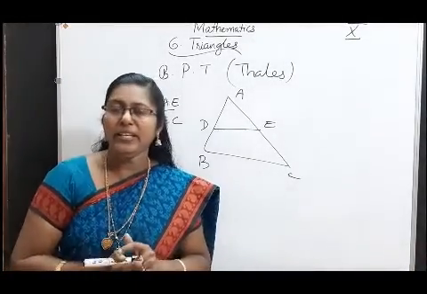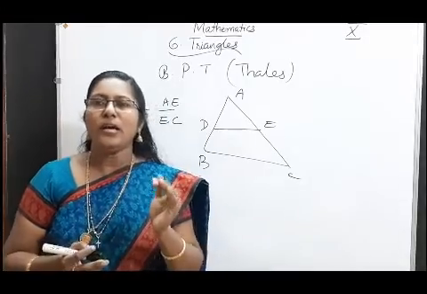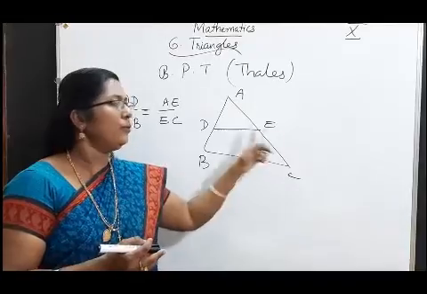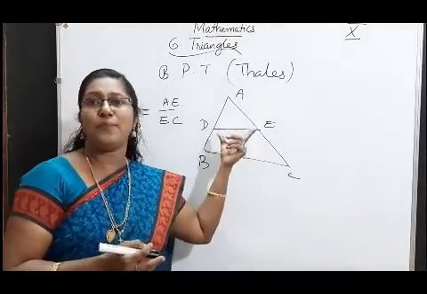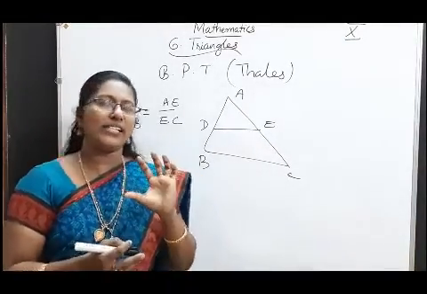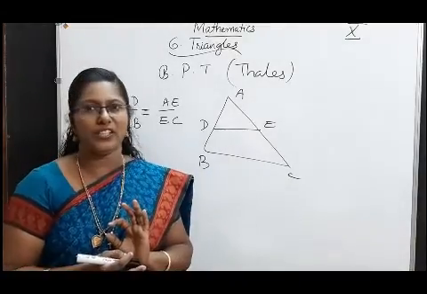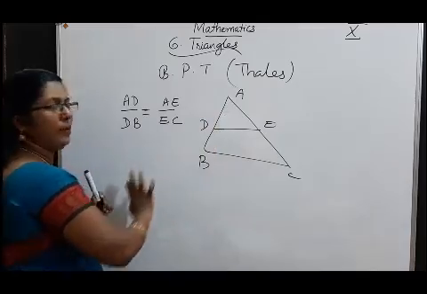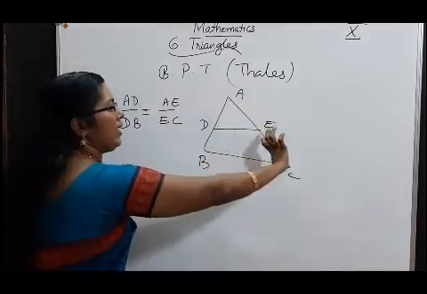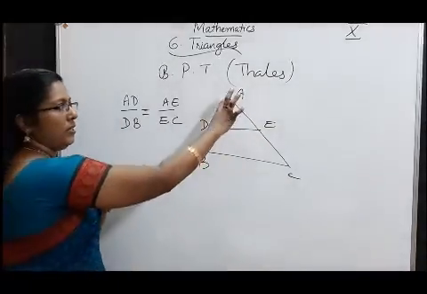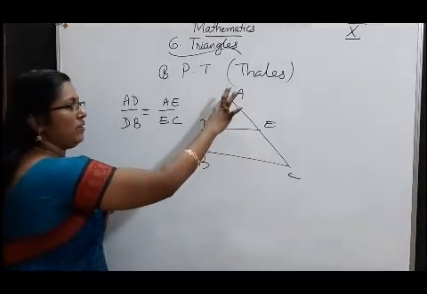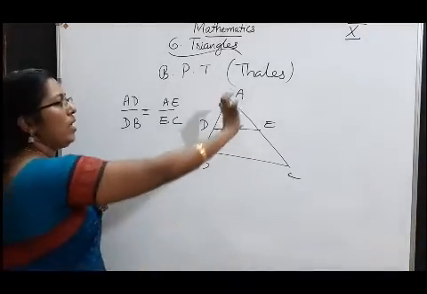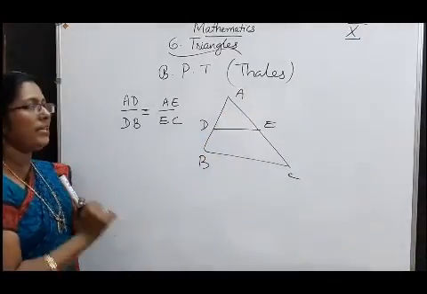I repeat the statement. If a line is drawn parallel to one side of a triangle, intersecting the other two sides at distinct points, the other two sides are divided in the same ratio. The formula is AD by DB equals AE by EC. The first part divided by the second part: AD by DB equals AE by EC.